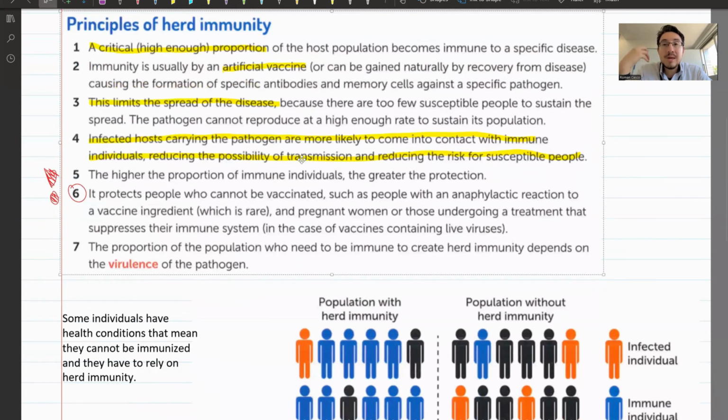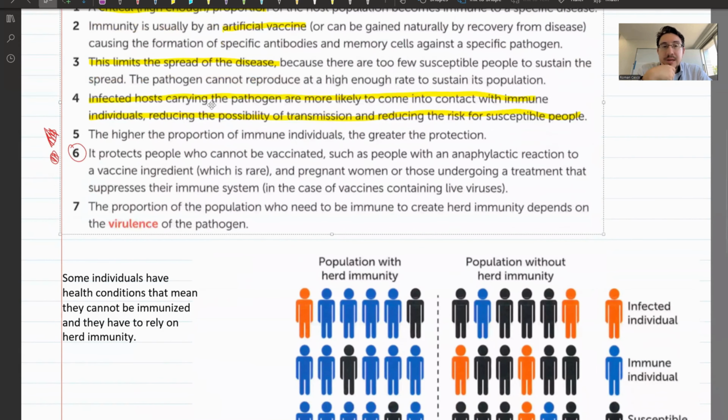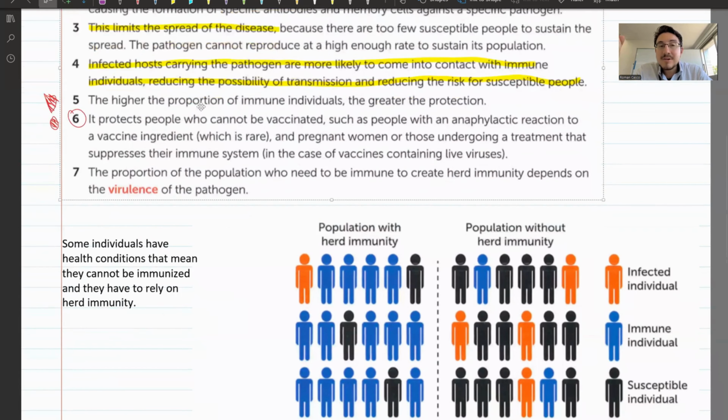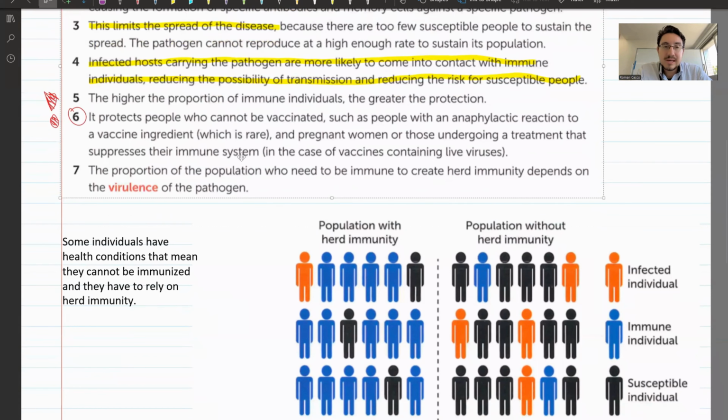Because now, since more people have immunity toward a certain pathogen, it's going to jump less to those susceptible individuals, okay? Good. So infected hosts carrying the pathogen are more likely to come in contact. This is the big pick, so make sure you know number 4. Infected hosts carrying the pathogen are more likely to come in contact with immune individuals rather than other susceptible individuals, right? And by that concept, it would reduce the risk of other susceptible people, right? So the higher the proportion of immune individuals, the greater the protection.